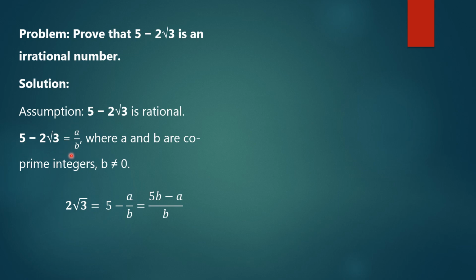5 minus 2 root 3 is a by b. Take a by b to the left side and 2 root 3 to the right side. We will get 5 minus a by b is equal to 2 root 3. On simplification, 5b minus a by b. Let me make it clear. I have 5 minus 2 root 3 is a by b, so 5 is equal to a by b plus 2 root 3.